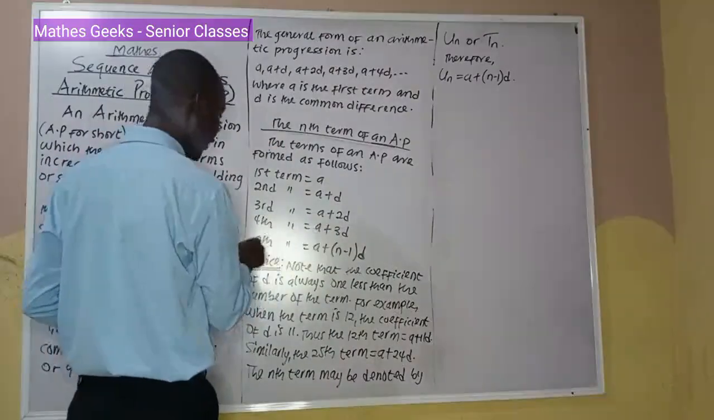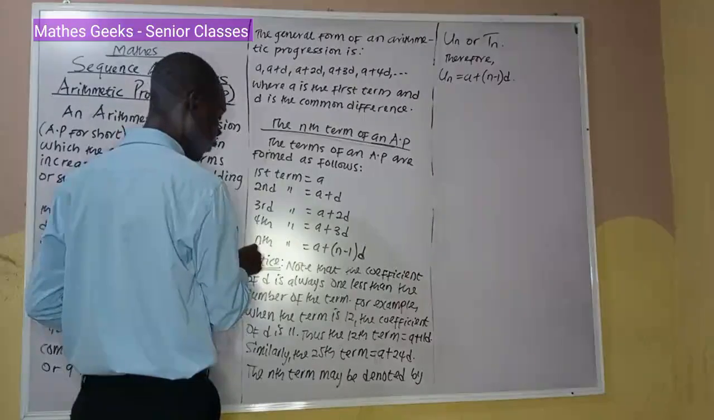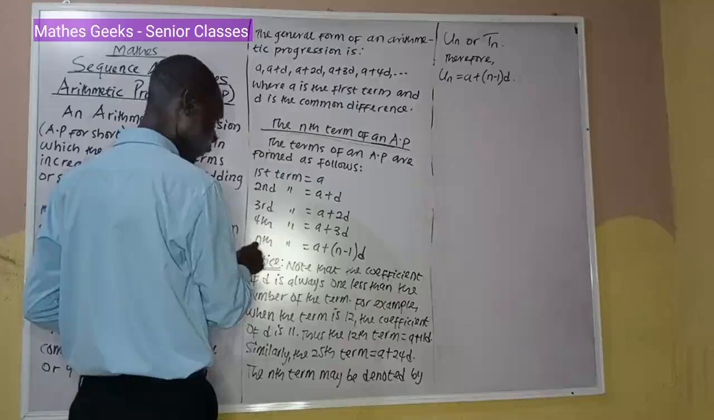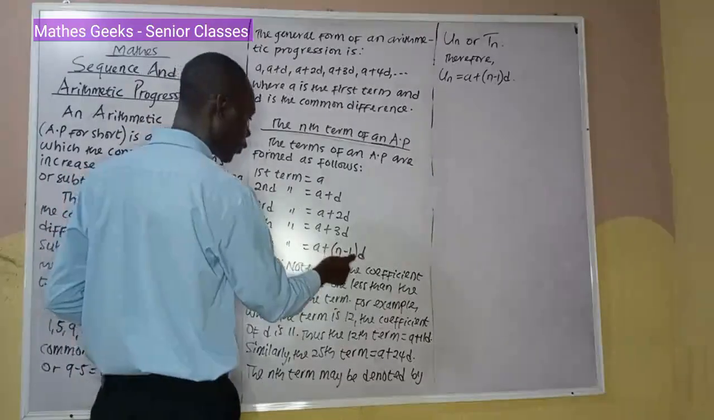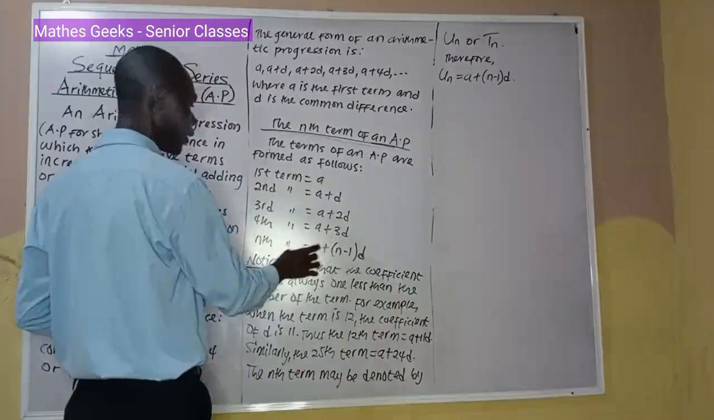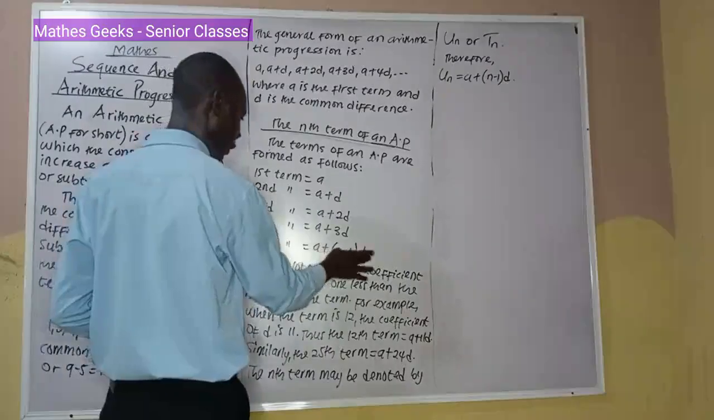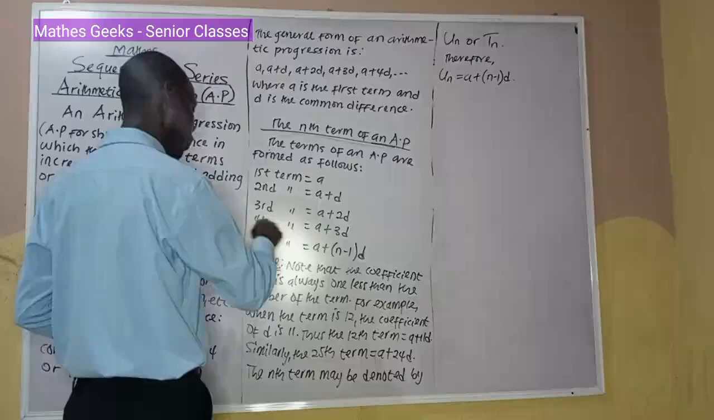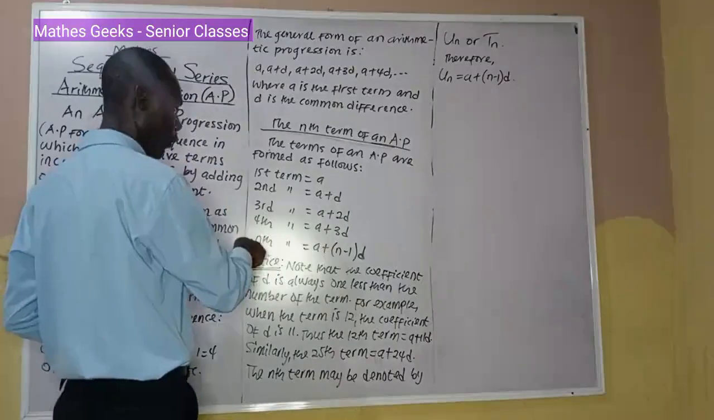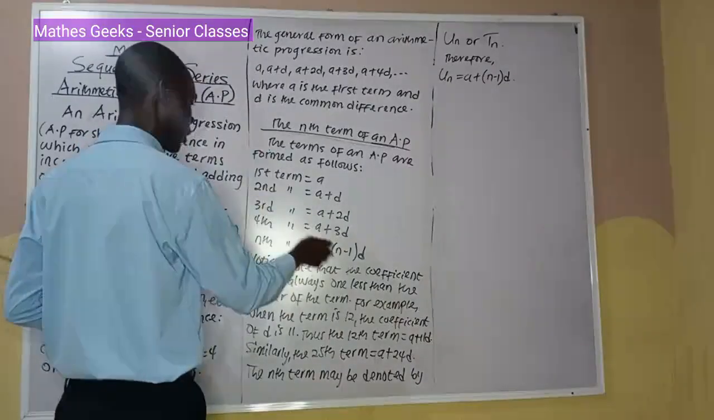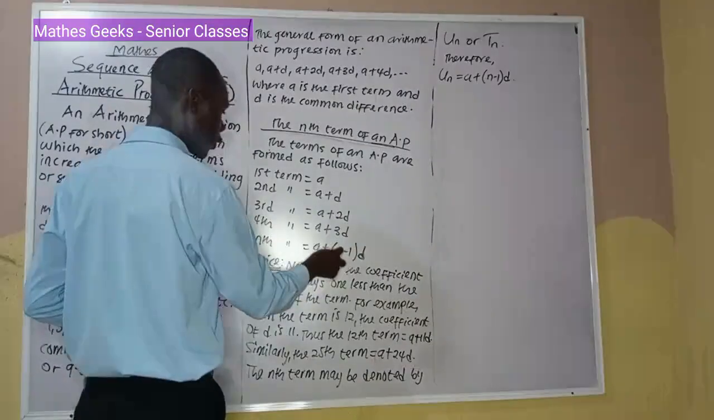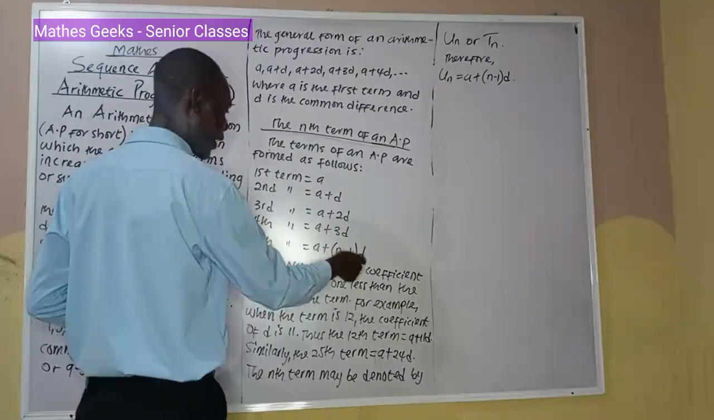So if the term we want is the 25th term, that is N here will be 25, then here will now be 25 minus 1, which is 24. So you discover that it will now be A plus 24D. So the coefficient of D will be 1 less than the number of the term, which is 25 here. If it is the 30th term, then here will now be 29, because it will be 30 minus 1, which is 29D.